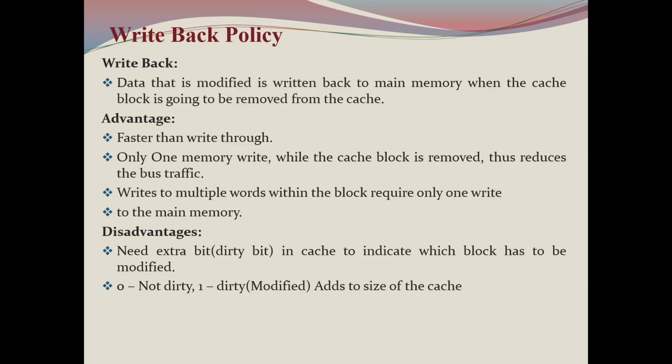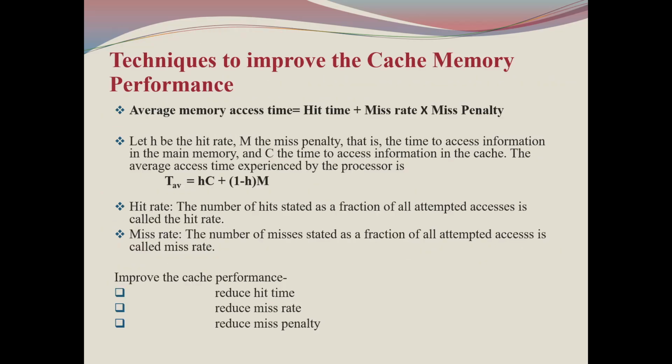And in the case of the cache write back policy, data that is modified is written back to main memory when the cache block is going to be removed from the cache. The advantage is that the system is faster than the write through policy. Only one memory write occurs when the cache block is removed, thus reducing the bus traffic. Writes to multiple words within the block require only one write to the main memory. The disadvantage is that it needs an extra bit to indicate which block has been modified, 0 for not dirty and 1 for dirty, which adds to the size of the cache.